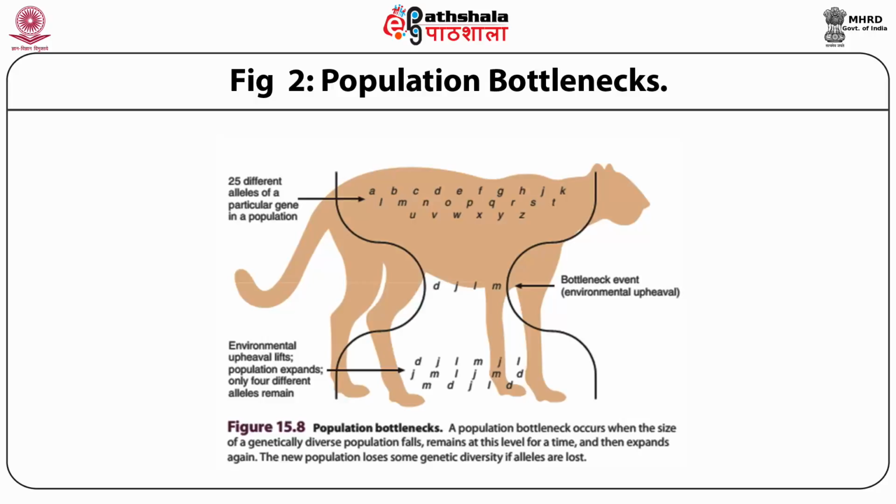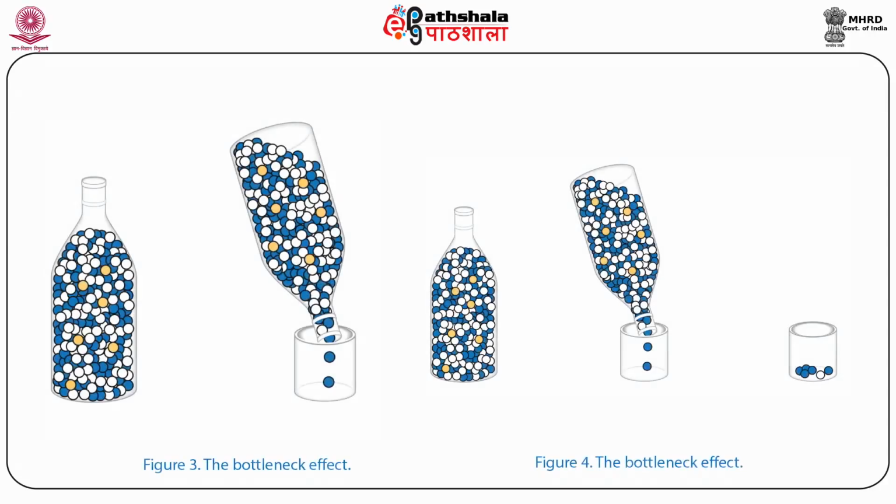So Figure 1 explains the population bottleneck. A population bottleneck occurs when the size of a genetically diverse population falls, remains at this level for a time, and then expands again. The new population loses some genetic diversity if alleles are lost. This figure explains the process of the bottleneck effect, or we can say that it illustrates schematically the dwindling genetic diversity that results from a population bottleneck.